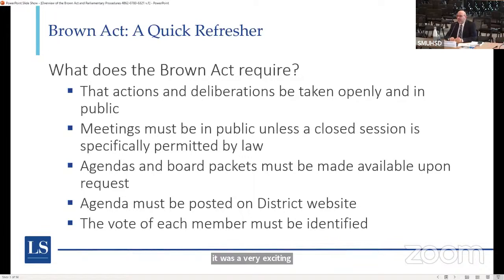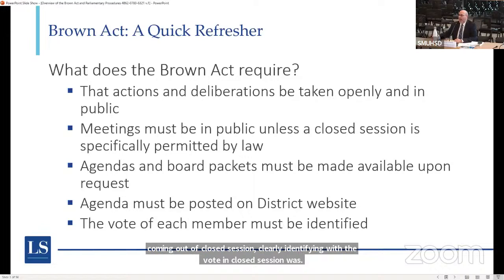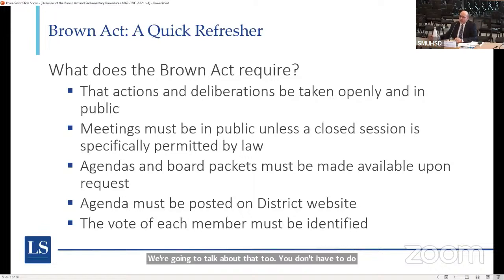So it would be better to do a roll call vote? It's not required. The only time it's required is if you have somebody participating remotely. Right. You're supposed to take votes by roll call. It's really up to you. I think as long as you're being very careful in when the action is taken, when you're coming out of closed session, clearly identifying what the vote in closed session was. We're going to talk about that too. You don't have to do it by a roll call. Again, some agencies have gone to doing everything by roll call just to remove any moment of doubt, but it's not required. Certainly something you can think about.